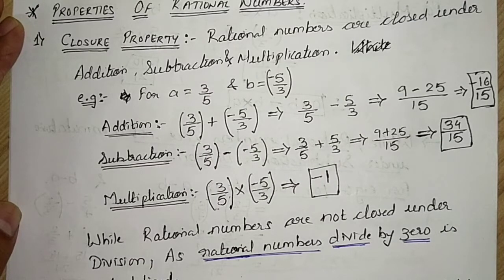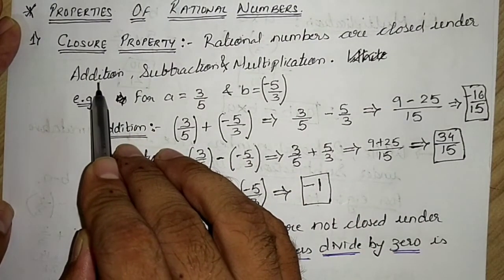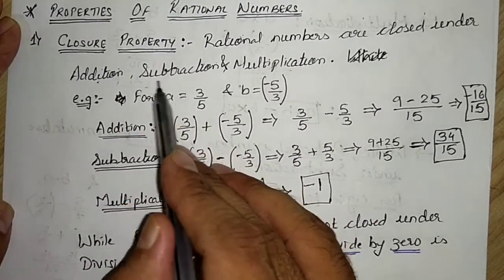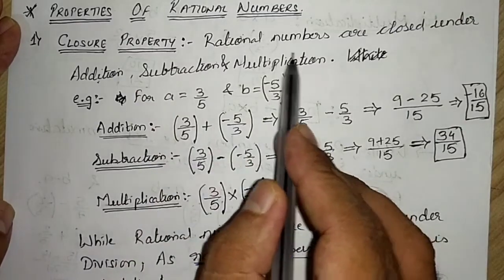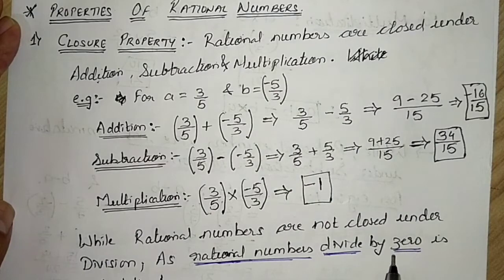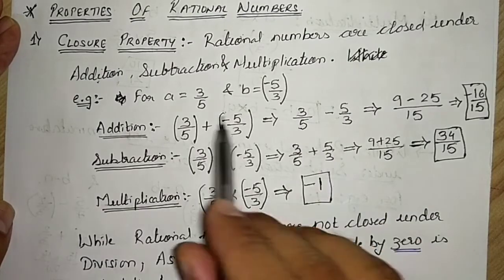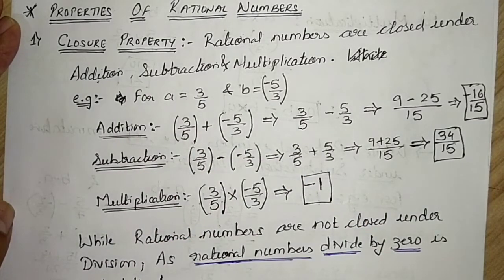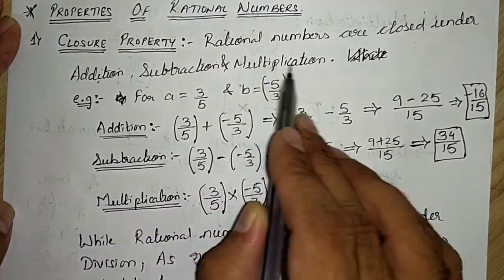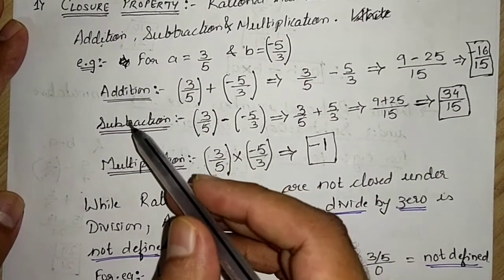Students, closure property means when you add two rational numbers, or subtract two rational numbers, or multiply two rational numbers, if you again get a rational number, then that is known as closed under addition, subtraction and multiplication. And for this purpose, rational numbers are closed under addition, subtraction and multiplication. If you have not understood, please go through these examples.